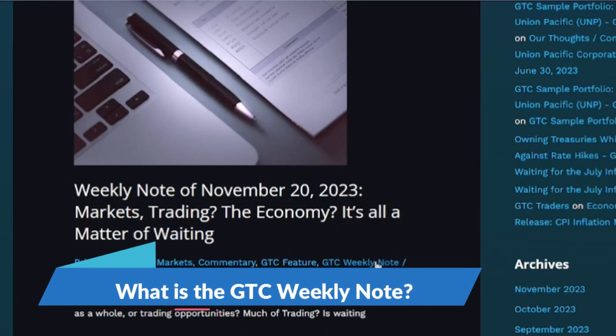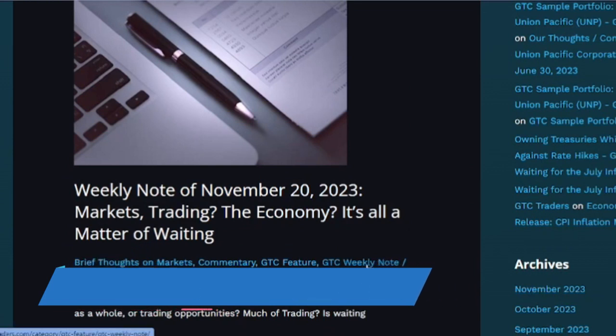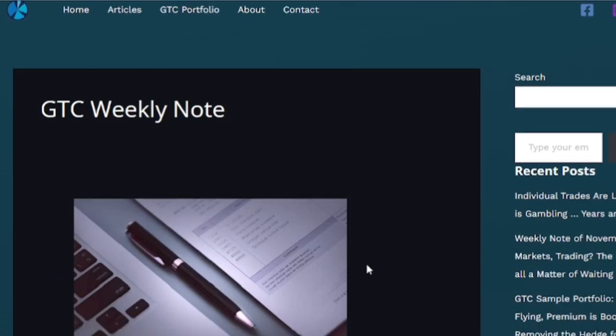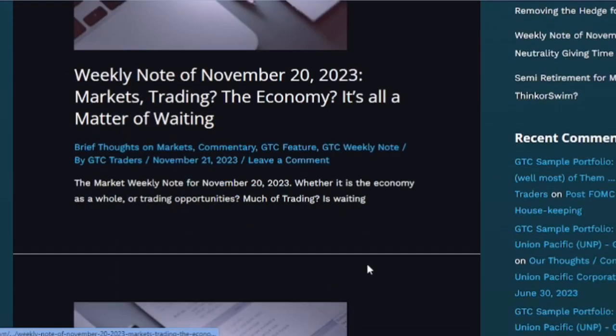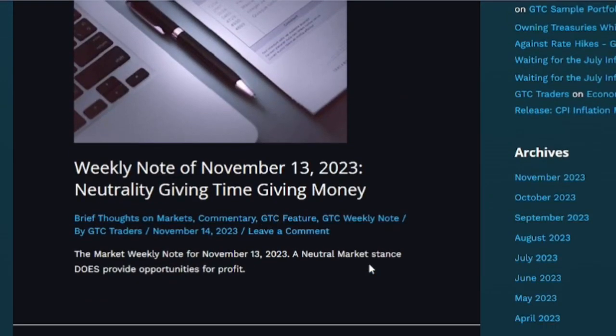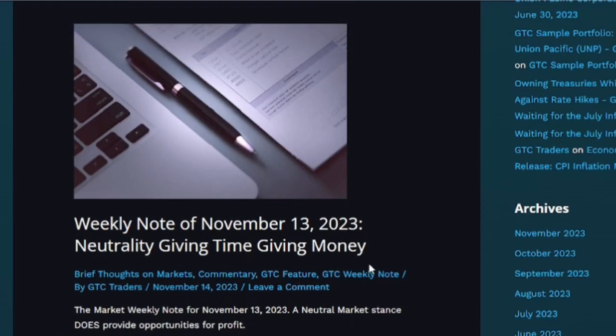This is a feature we do each week, as you can tell if you click on the little category for the GTC weekly note. If you are new, I am the senior partner of a separate private proprietary firm, and we decided, hey, how about we put our weekly note up? We're not by any means the only one that does a weekly note. This is something that's very common among many firms, weekly note or a daily note.